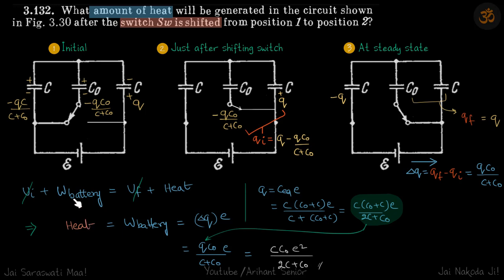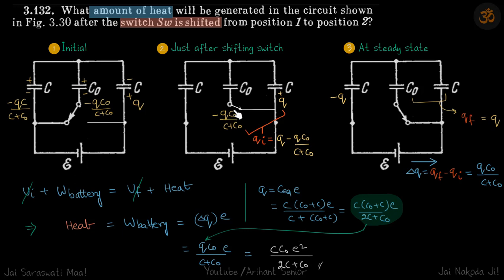So work done by the battery is the amount of charge that passes through the E, and then we can write the work done by the battery as E into delta Q, or delta Q into E. So we need to find how much charge has passed through the battery. For that, we need to write the initial charges and the final charges, and when we subtract that, we will know how much charge has passed through it.